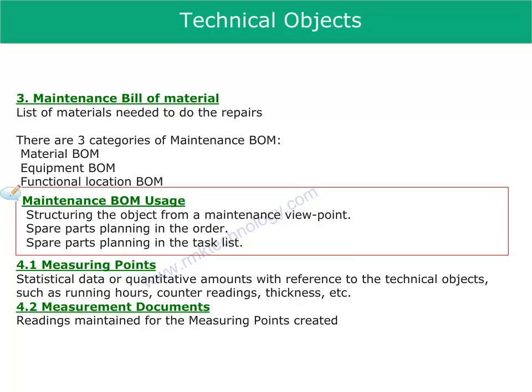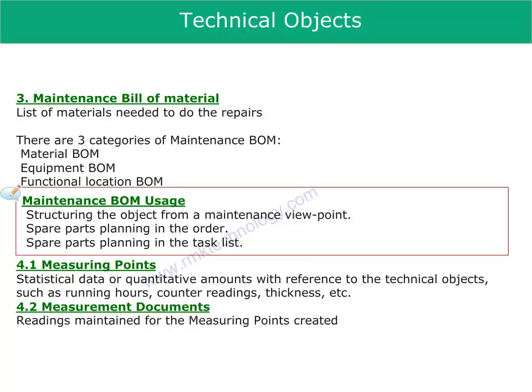The components can be stock or non-stock spares or assemblies, which in turn can be described using maintenance BOMs. Maintenance BOMs are primarily used for the following purposes. Structure description: a maintenance BOM describes the structure of a technical object or material. Using maintenance BOMs you can specify exactly where maintenance tasks are to be performed on a technical object.